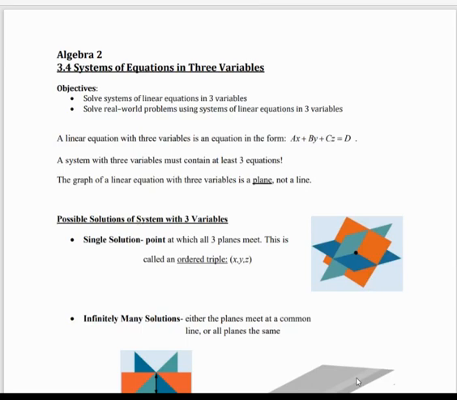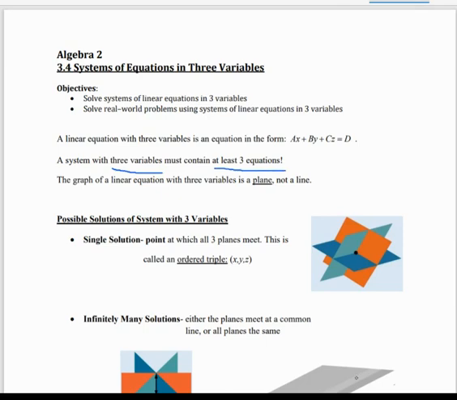Let's talk systems of equations with three variables. In the past, we've talked about two variables, an x and a y, and therefore two equations. Today, we're going to discuss when we have systems with three variables. When we have three variables, we must have at least three equations.